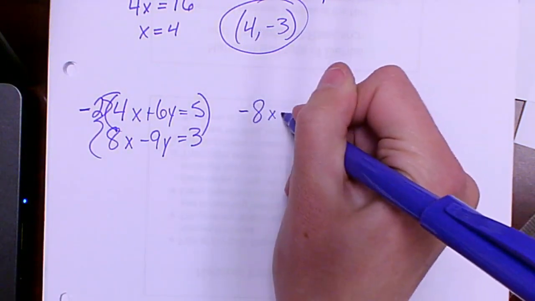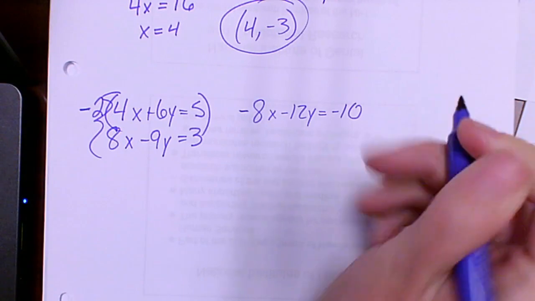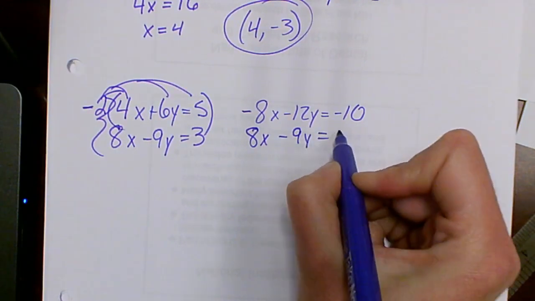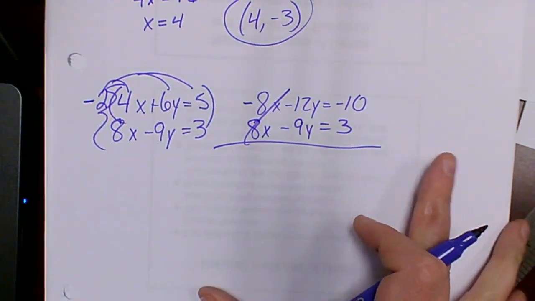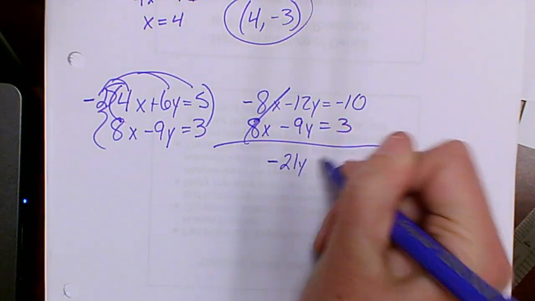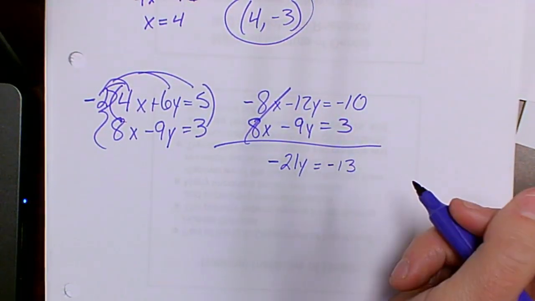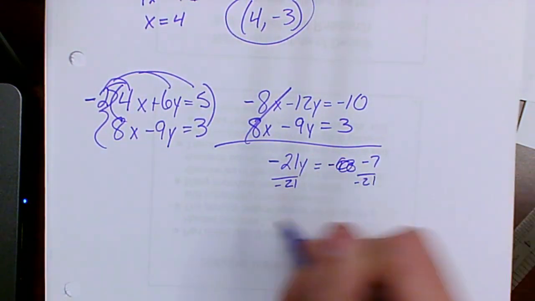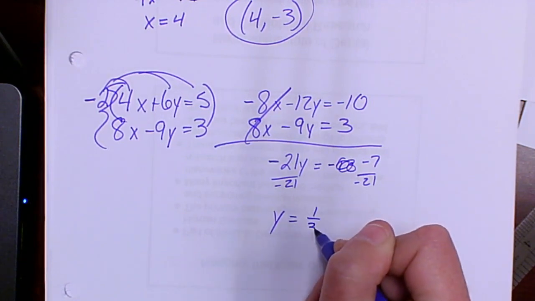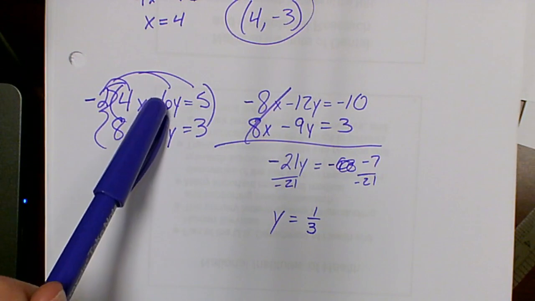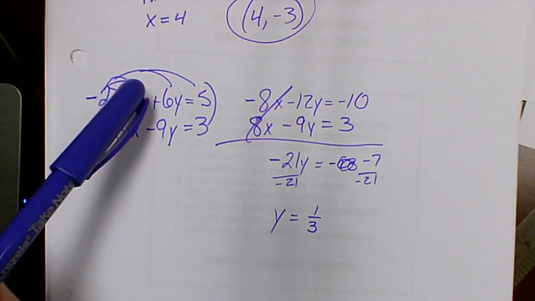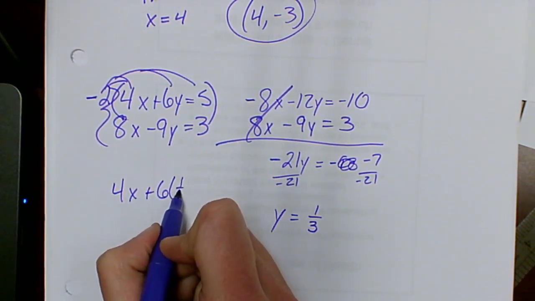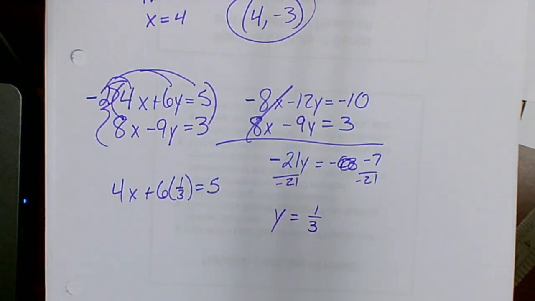So we'll have -8x minus 12y equals -10. Always distribute all the way through. 8x minus 9y equals 3. That eliminates our x's. We have 21y equals a negative, nope, not a -13, a -7, sorry guys. So y equals 1/3. And then if you plug this in, luckily a third of 6 or a third of 9 we can actually work. So 4x plus 6 times 1/3 equals 5. So sometimes fractions aren't all that bad.